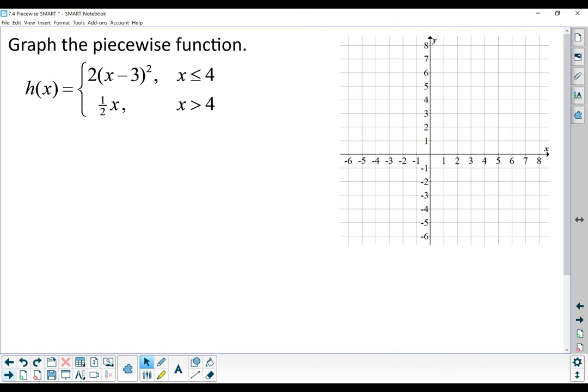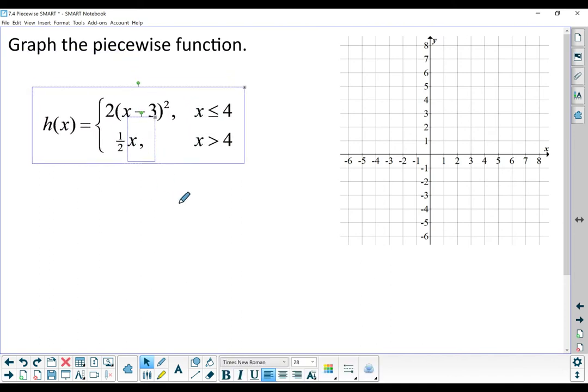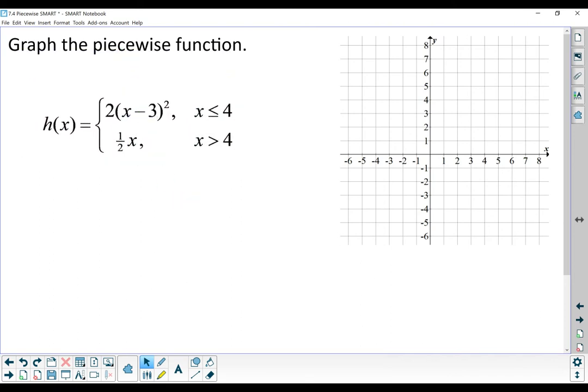Let's try another one. Now, I've not put the shading on the coordinate plane here, so we'll have to start thinking about our boundary a little bit more. So we've got function h of x. H of x is, again, two pieces. So we've got 2 times (x minus 3) squared. So that is going to be a parabola shape, right? It's got a power of 2, so it's going to be a parabola.